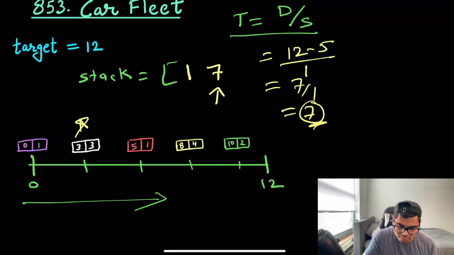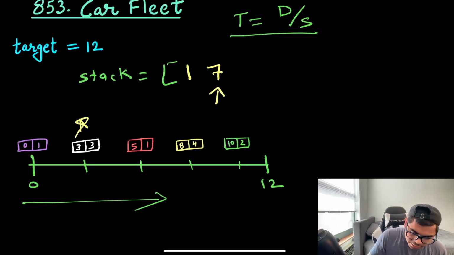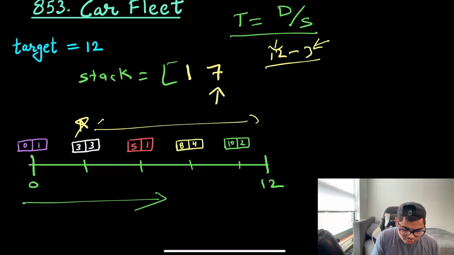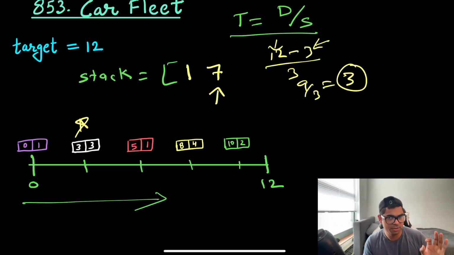How much time is this going to take? This will be taking 12 minus 3 divided by, so this is the remaining distance, the difference, and then the current position, because it needs to travel this much distance right now, because it was already at the position 3. So 12 minus 3 divided by 3, that will be 9 divided by 3 is 3. So it will be taking 3 units of time.